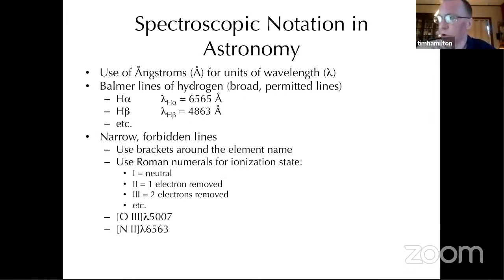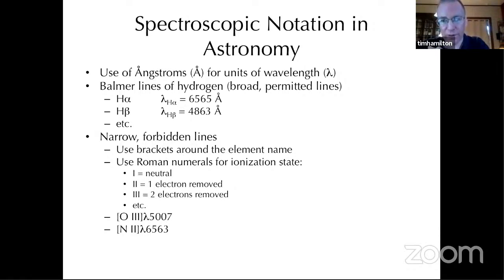You'll also see what are called forbidden lines. Those are ones which would be forbidden by the first approximation in quantum mechanics, but they really do occur. They're not absolutely forbidden. They're simply less likely than these so-called permitted lines of the Balmer series, the Lyman series, the Paschen series, and so on. The forbidden lines are seen in space, but not in the laboratory.